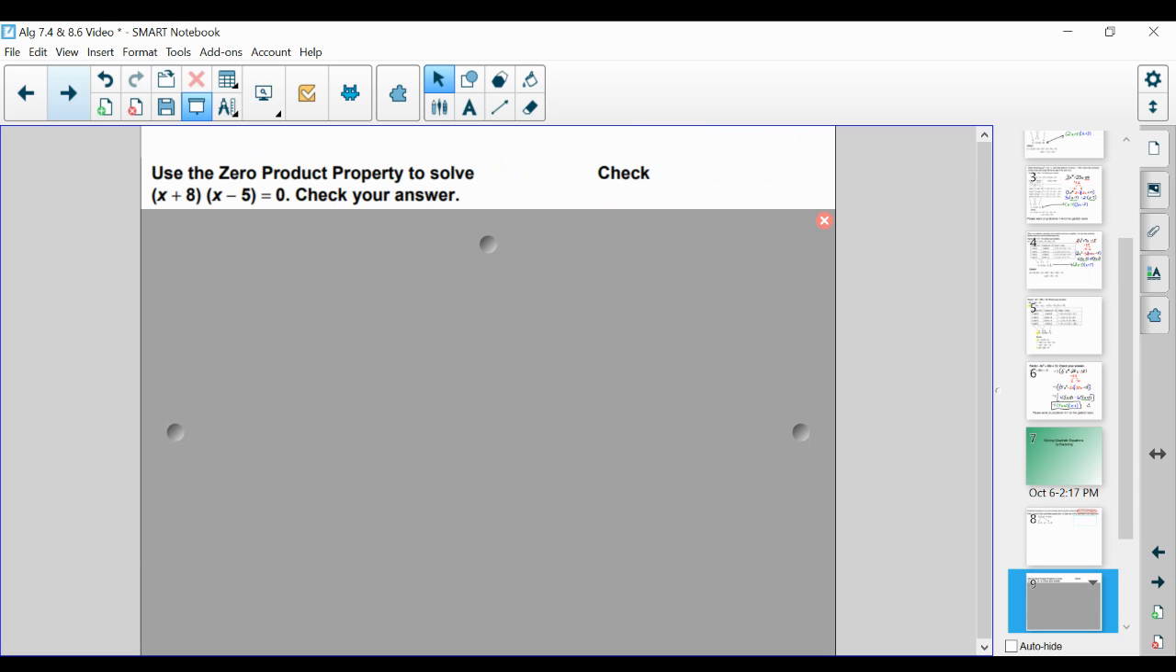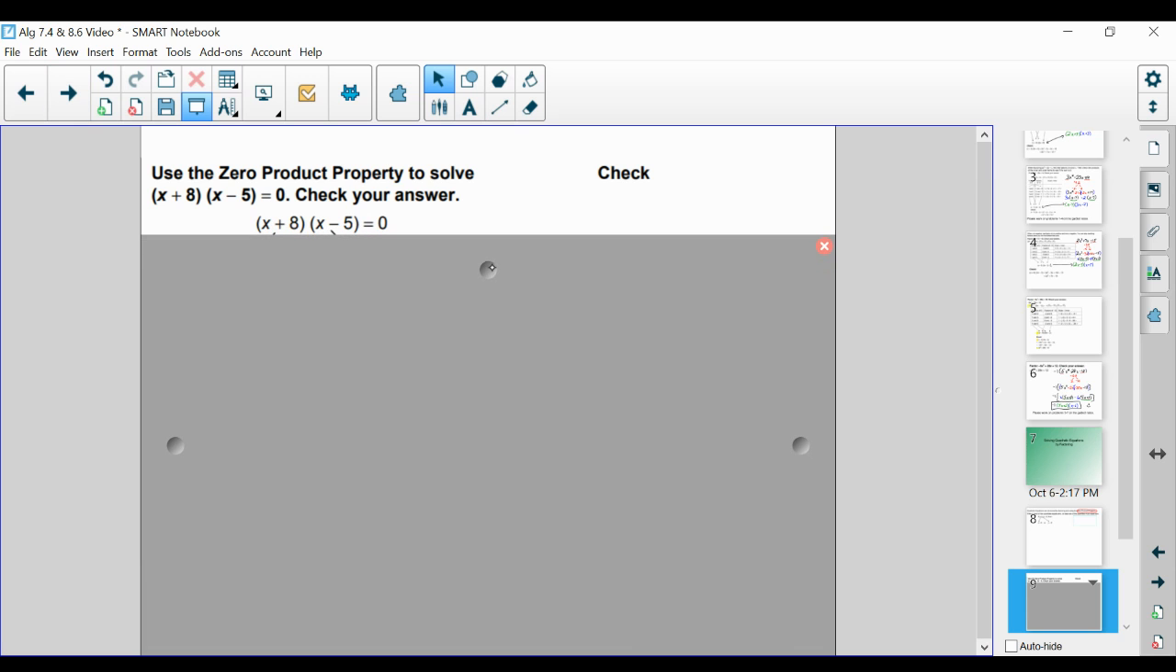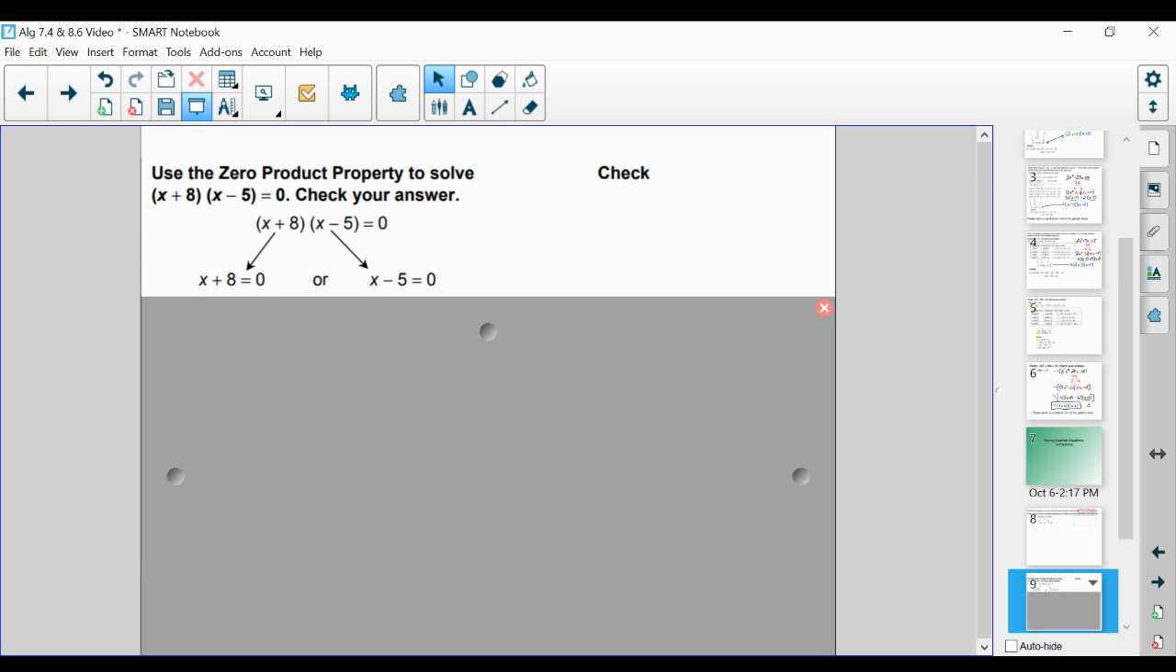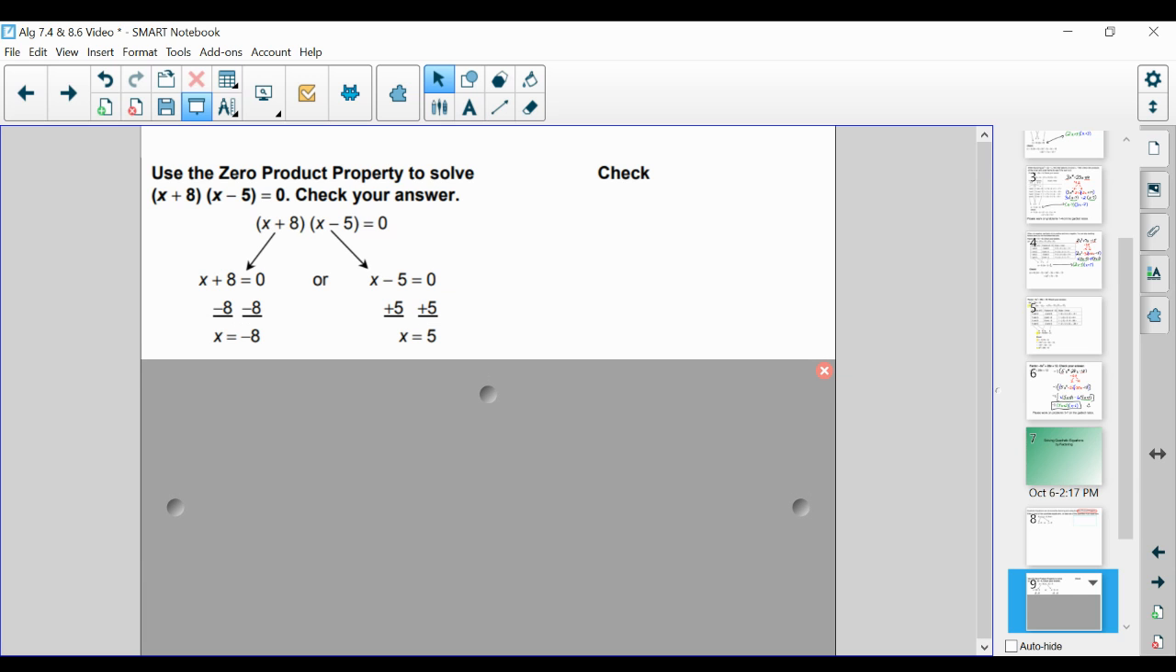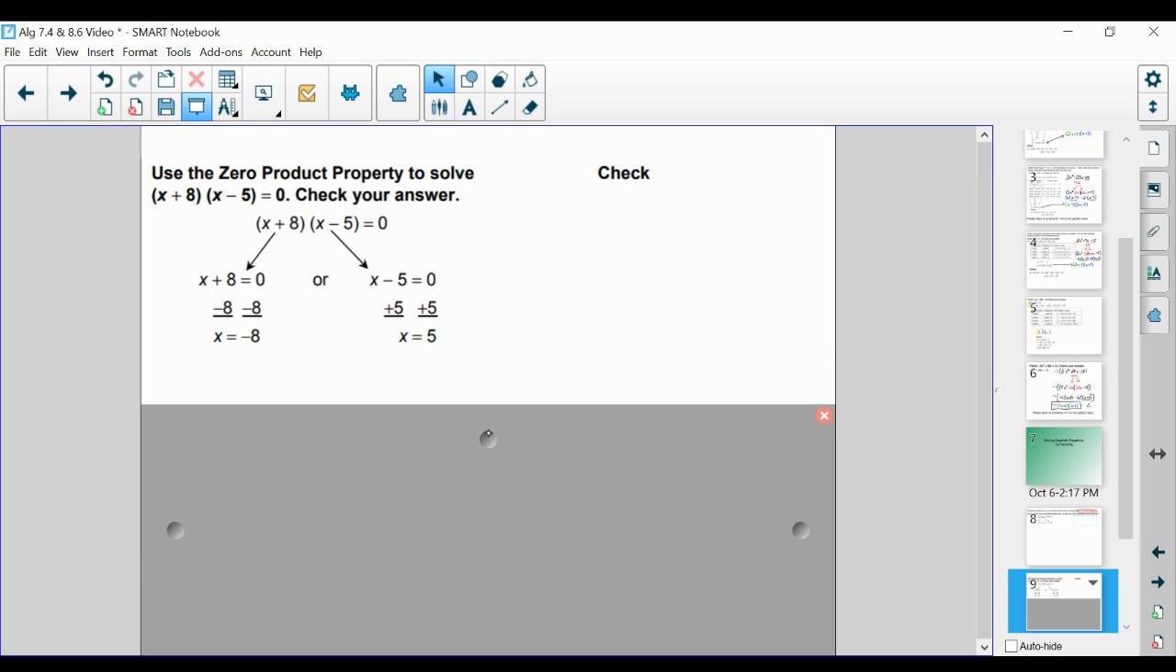So we're going to use the zero product property to solve (x + 8)(x - 5) = 0. We're going to break it apart into x + 8 = 0 or x - 5 = 0. We're going to solve these just like we normally would if they were equations. On the left-hand side, we subtract 8. On the right-hand side, we add 5. Therefore, x is equal to -8 or 5.